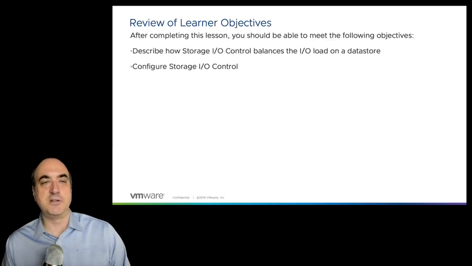So that is a quick look at storage IO control. We've seen how to describe how storage IO control balances your IO load to a data store, and showed you the 2 main things you use to configure storage IO control, right? You enable it on the data store, and then you create a policy that makes use of one of those storage policy components and assign that to one of your virtual machines.